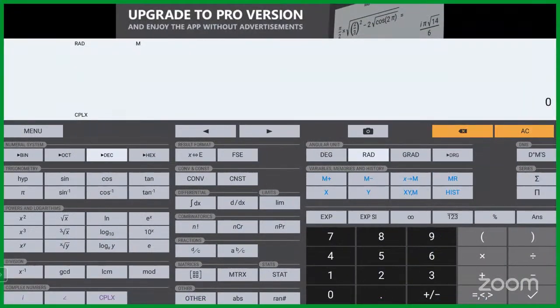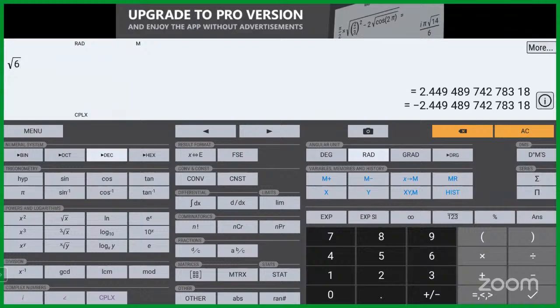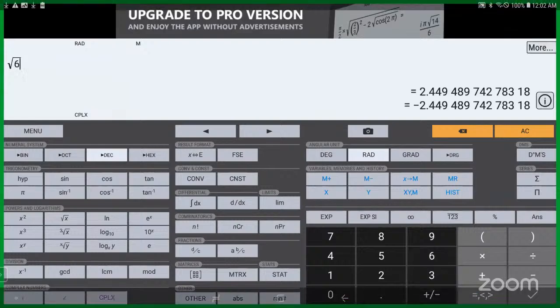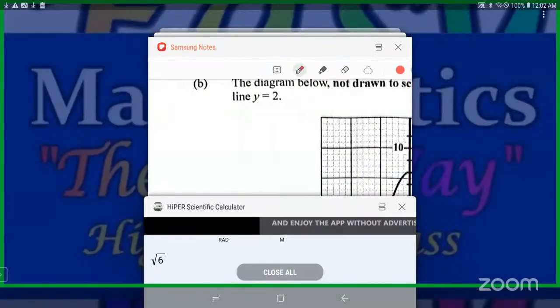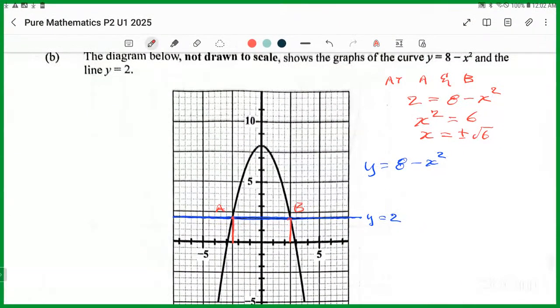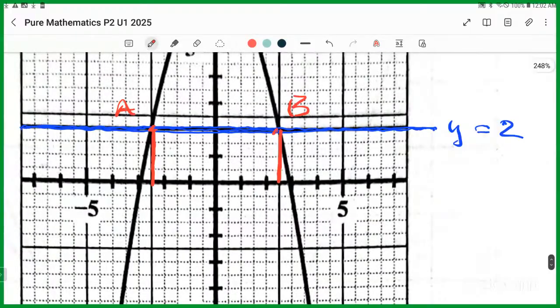Square root of 6 is 2.45, almost 2.5. So that's why it looks so close to 2.5. This is actually root 6, and this is minus root 6.